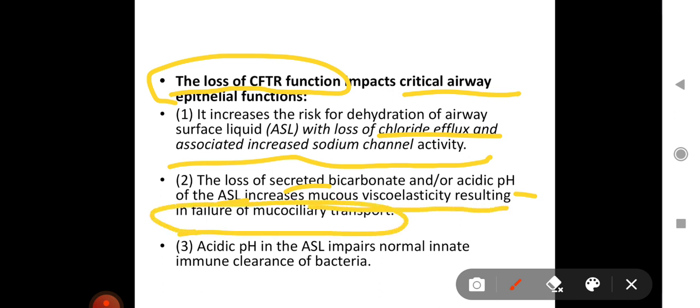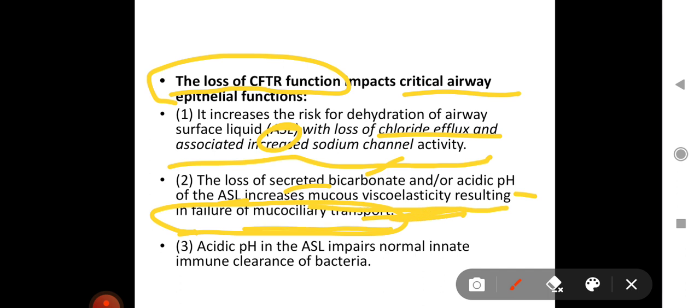So this is the mechanism of how decreased CFTR function due to mutation leads to symptoms and signs in cystic fibrosis. The first point: it increases the risk of dehydration of ASL, that is airway surface liquid, with loss of chloride efflux, which leads to loss of bicarbonate and the acidic pH of ASL. The bicarbonate is lost, so the pH becomes acidic, and this acidic pH of ASL will increase mucus viscoelasticity, which results in failure of mucociliary transport.